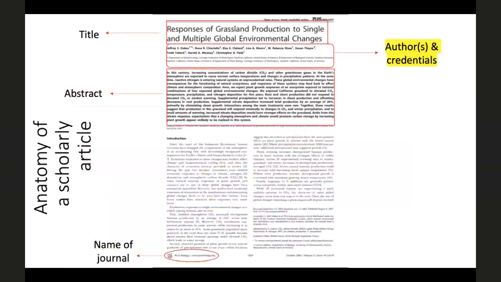Scholarly articles will give the author and their credentials. Credentials just mean information on why an author is an expert about a particular topic. It could list the author's job, the author's degrees, or their area of research. Credentials tell us why that author is the best person to write about a topic.